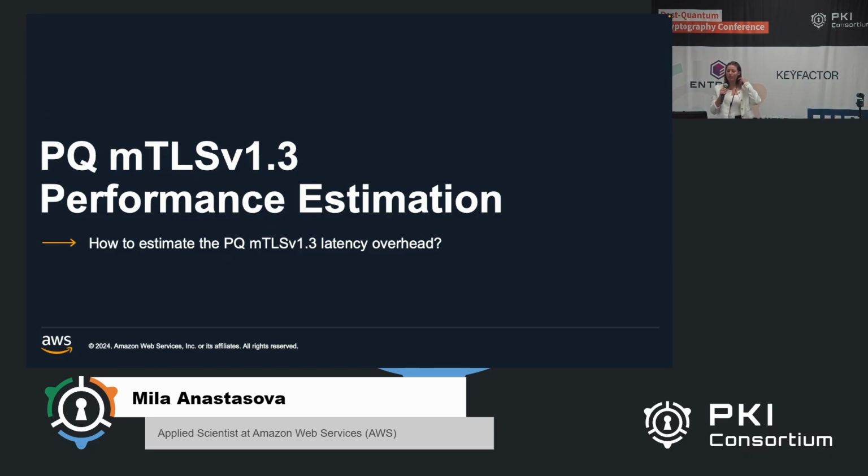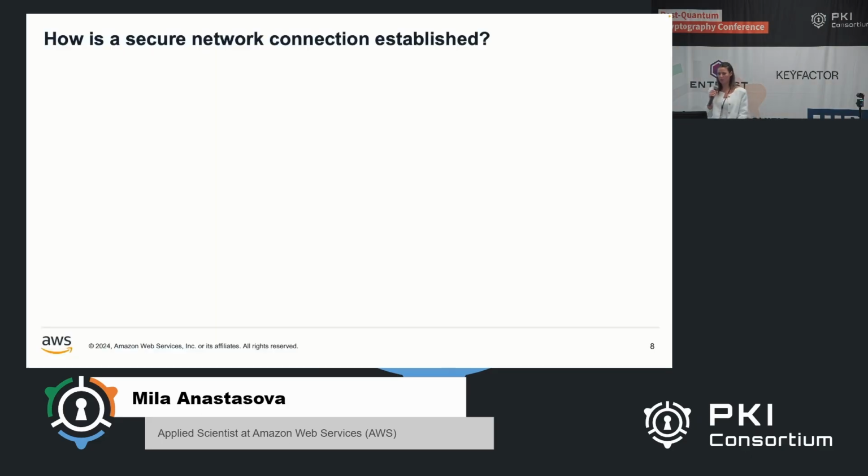Okay, now that we have seen the importance of post-quantum migration and the details of the mTLS handshake protocol, let's see its performance estimation, in other words, let's see how we're going to estimate the post-quantum mTLS latency overhead. To see how this is done, we're first going to see how a secure network connection is established.